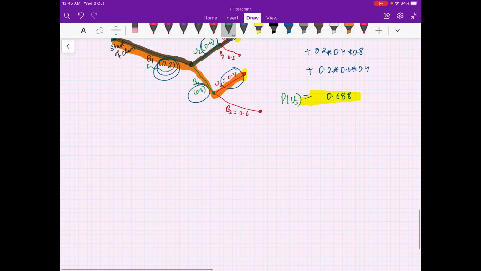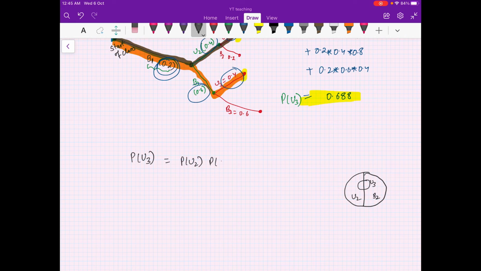Now we can do it another way also. So what you can think of is that when you compute U3, you can assume that your sample space was partitioned by U2 and B2, because there are only two possibilities. After second week, she can be either up to date or behind, and then U3 is an event here. So you can use the total probability theorem and you can write probability of U3 as probability of U2 into probability of U3 given U2 plus probability of B2 into probability of U3 given B2.